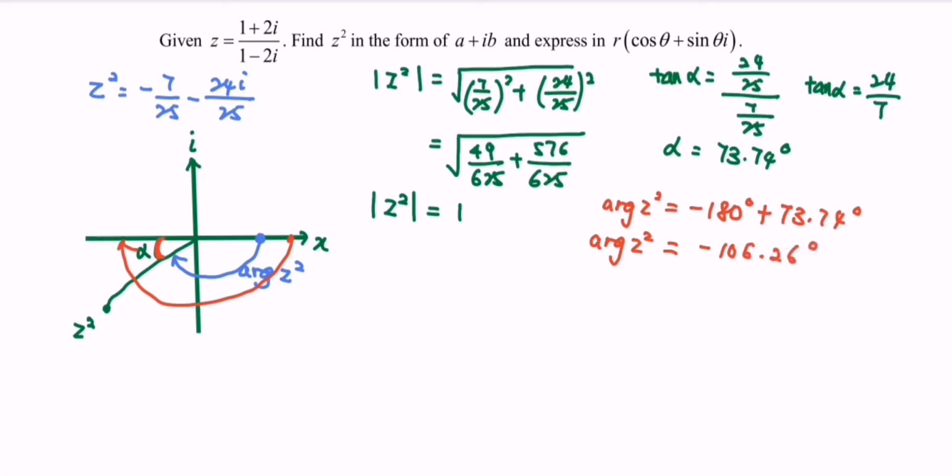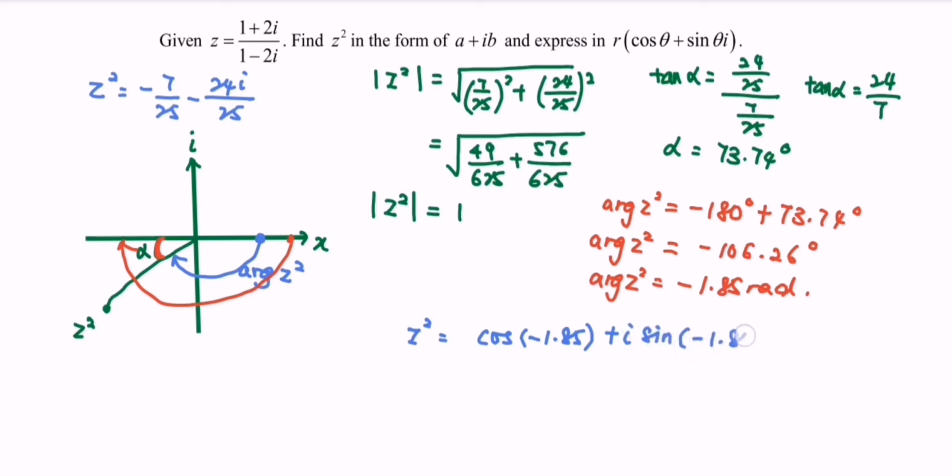So kindly convert it into radians. We will have negative 1.85 radians. So kindly express it in polar form. The answer will be z squared equals, where r equals 1, cos of negative 1.85 plus i sine of negative 1.85 radians. So that will be the polar form.